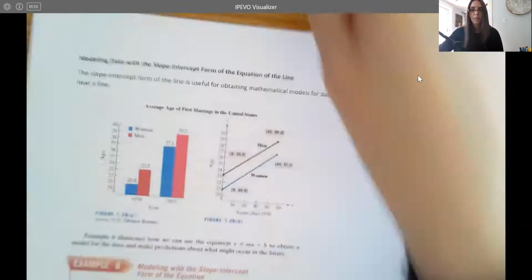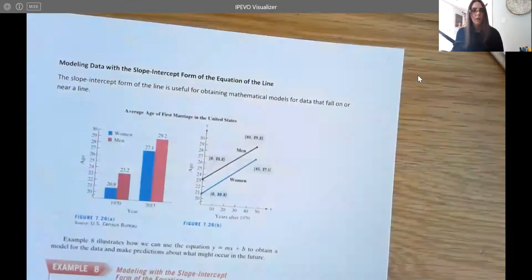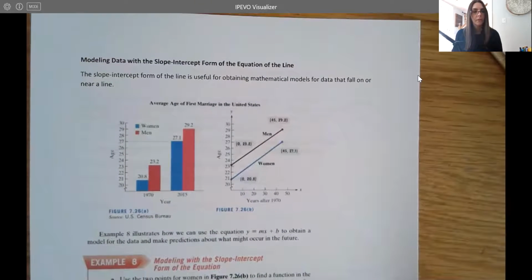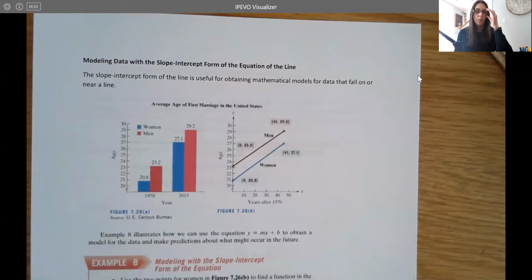All right, let's do one more application. Okay. All right. So modeling data with slope-intercept form of the equation of the line.